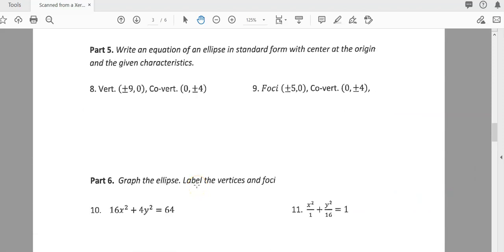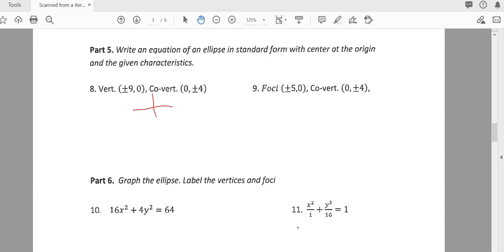Equation of the ellipse. It just helps to visualize it. 1, 2, 3, 4, 5, 6, 7, 8, 9. Way up there at 9, but only at 1, 2, 3, 4. Oh, wait, I did that wrong. So this is definitely a vertical one, so the vertices are up there. Let me redo that. I wasn't thinking there for a second.